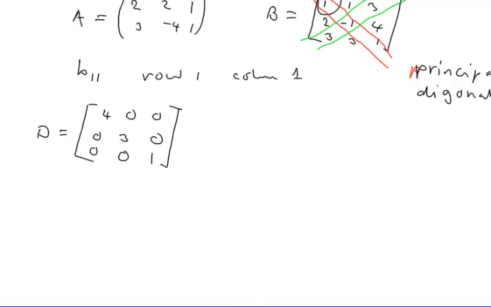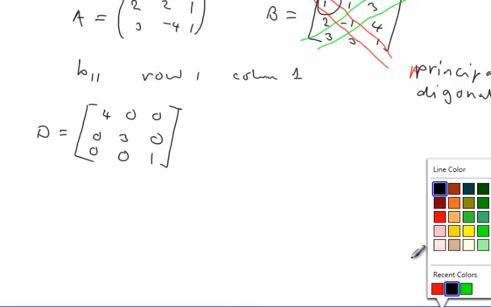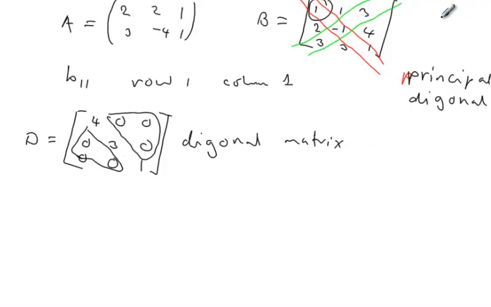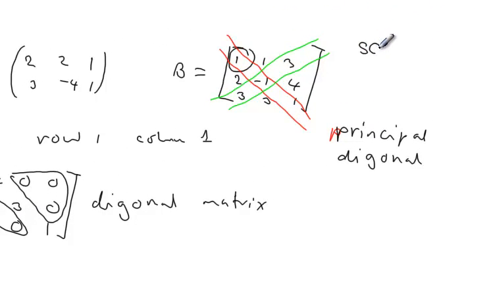Now, somewhere here, there, and there, we only have zeros. Then that matrix is called a diagonal matrix. When I'm saying diagonal matrix, everybody must understand what I'm talking about. So it means that the entries outside the principal diagonal are zero. In this case, we are referring basically to square matrices.